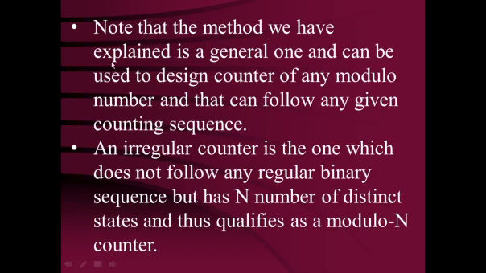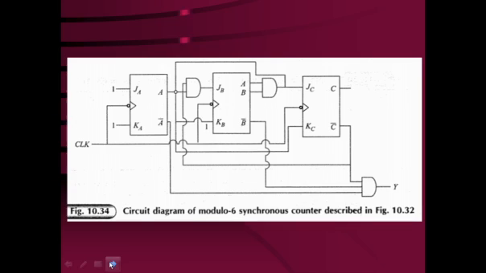Note that the method we have explained is a general one and can be used to design a counter of any modulus number, and that can follow any given counting sequence. An irregular counter is one which does not follow any regular binary sequence but has n number of distinct states and thus qualifies as a modulus n counter. This can be prepared. Now you can see how it is prepared.